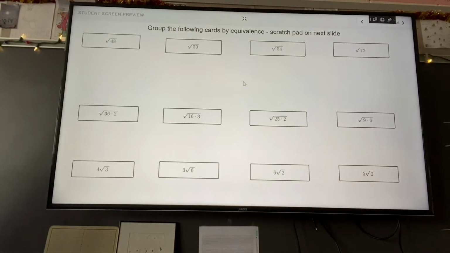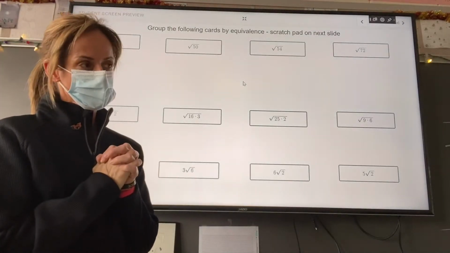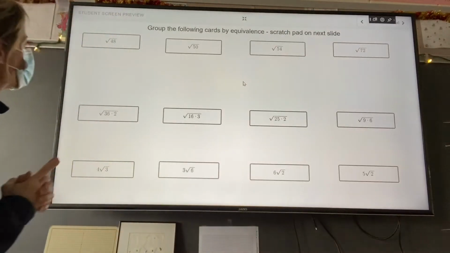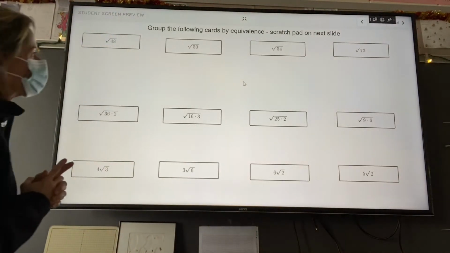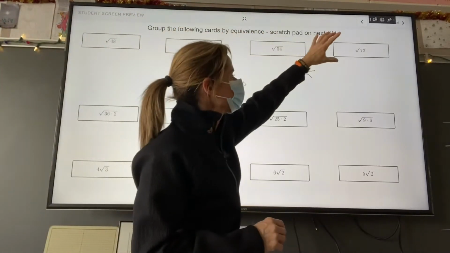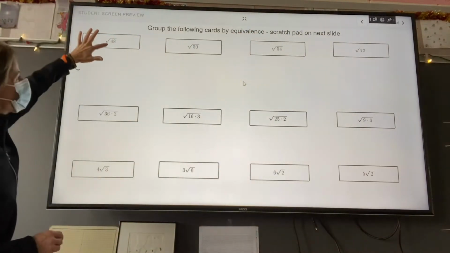Okay, so this is a review of learning how to simplify radicals, since we didn't really learn that last year in Algebra 1, so we're going to learn it in geometry this year. Group the following cards by equivalence. At the top here we have some radicals that we need to simplify, and we're going to do it in 2 steps. We'll start with square root of 48.